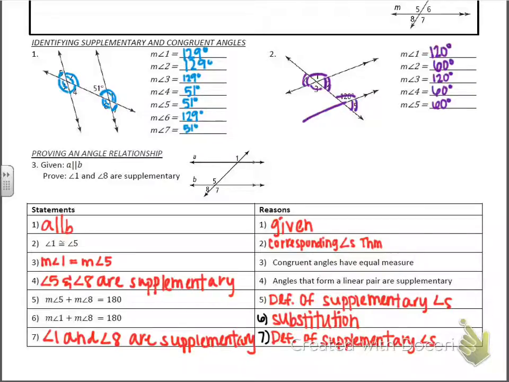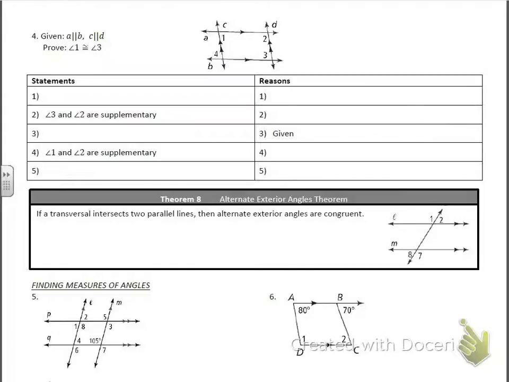We did. I don't know if it's necessarily an actual theorem though. There's a corresponding, an alternate interior, a same side interior, and an alternate exterior, but I don't think there's a same side exterior angle theorem. So in this picture, I tell you that A is parallel to B. So these two top ones are parallel, top and bottom. And C is parallel to D, so the left and right are parallel.